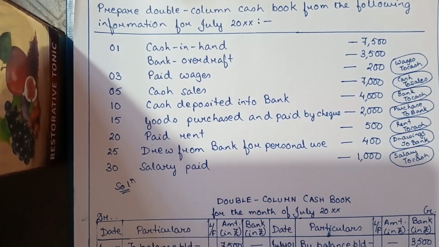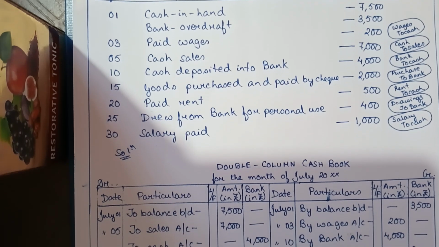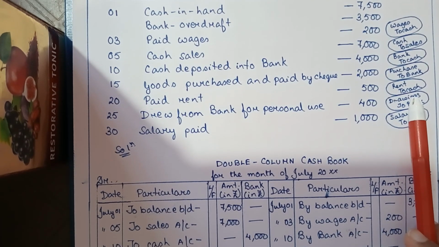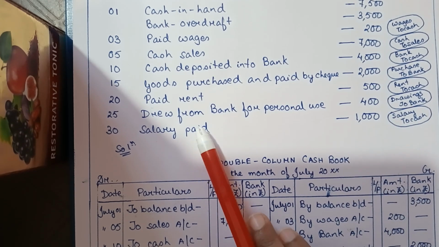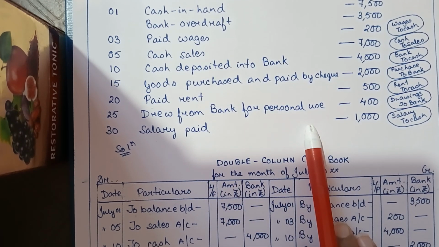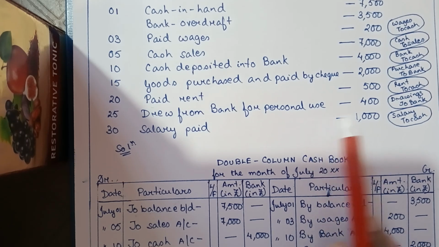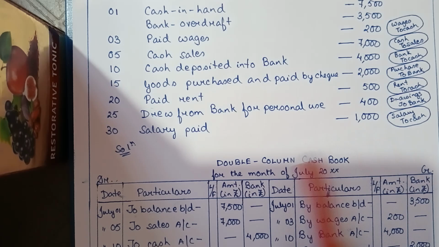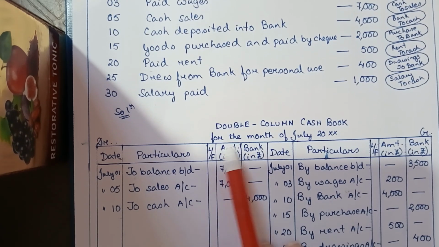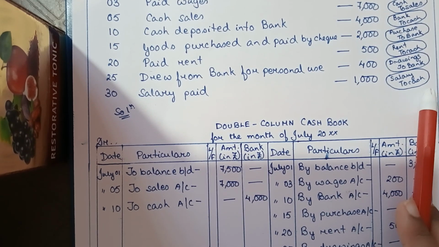Then you see paid rent. So rent account debited to cash account. Then you see drew from bank for personal use. So it's drawings. So drawings account debited to bank account. Then you see salary paid. So salary account debited to cash account.